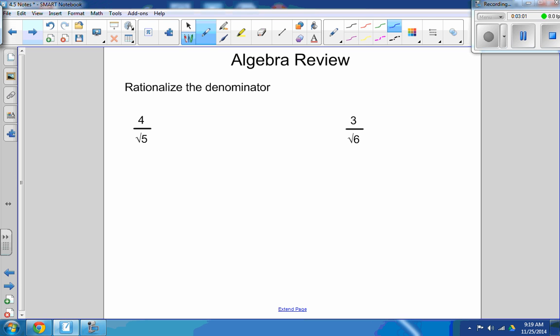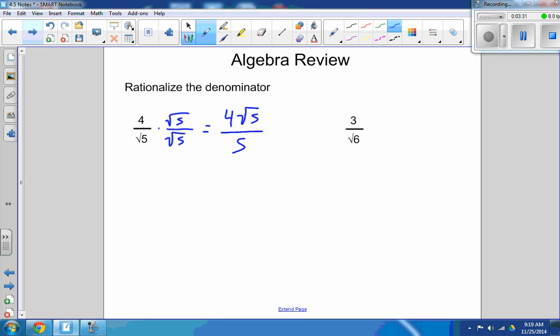All right, let's do some more problems with radicals, and what we're going to do is rationalize the denominator. We do not want radicals in our denominator, and so to rationalize them, we multiply the radical on the top and bottom. Square root of 5 divided by square root of 5 is really multiplying by 1, so it doesn't actually change anything, but I get rid of the radical in the denominator. So I get 4 square root of 5 divided by 5.